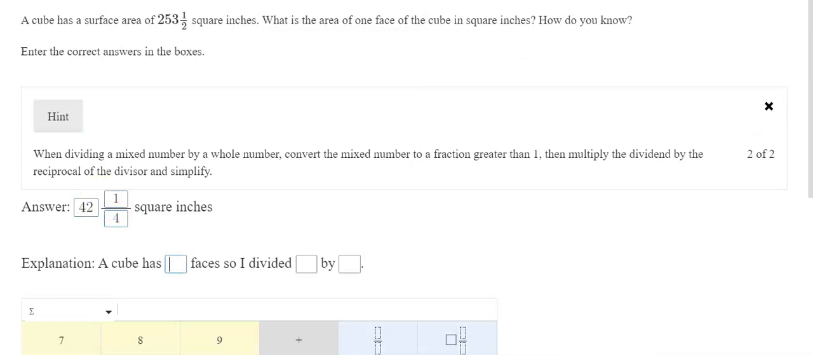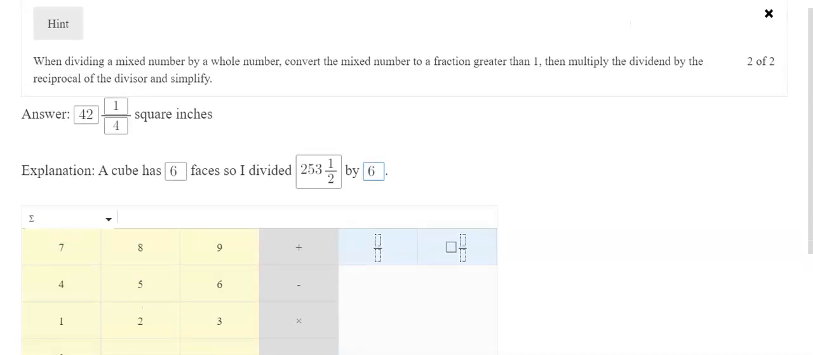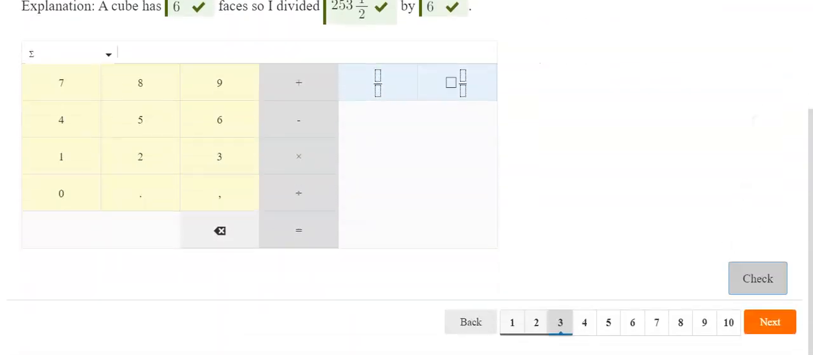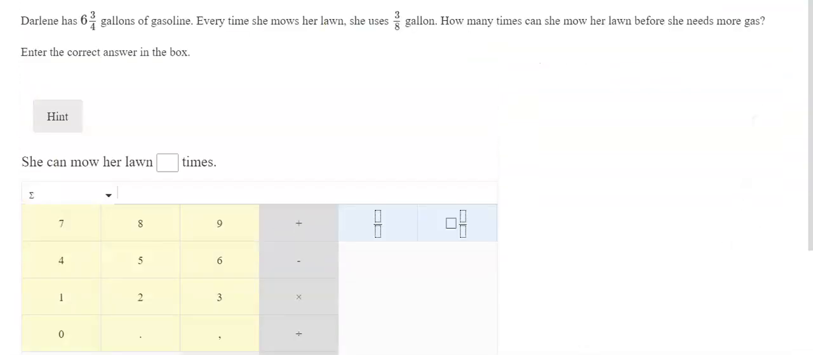Cube has 6 faces. So I divided 253 and 1/2 by 6. There we go. Okay, next one's number 4.